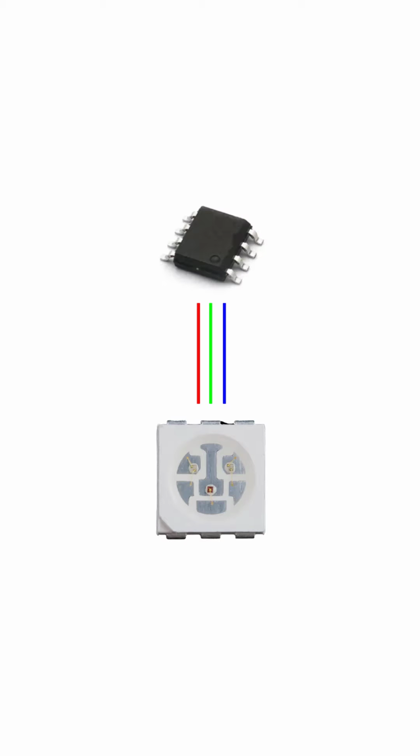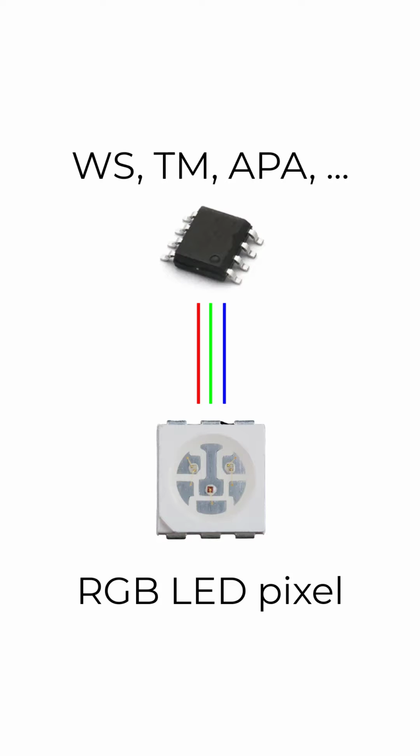Usually you use 3 or 4 color channels when working with digital LED strips. But more and more often people use single color LEDs, typically white. What do we mean by that? By default, you control RGB LED pixel using standard WS or TM control chips.